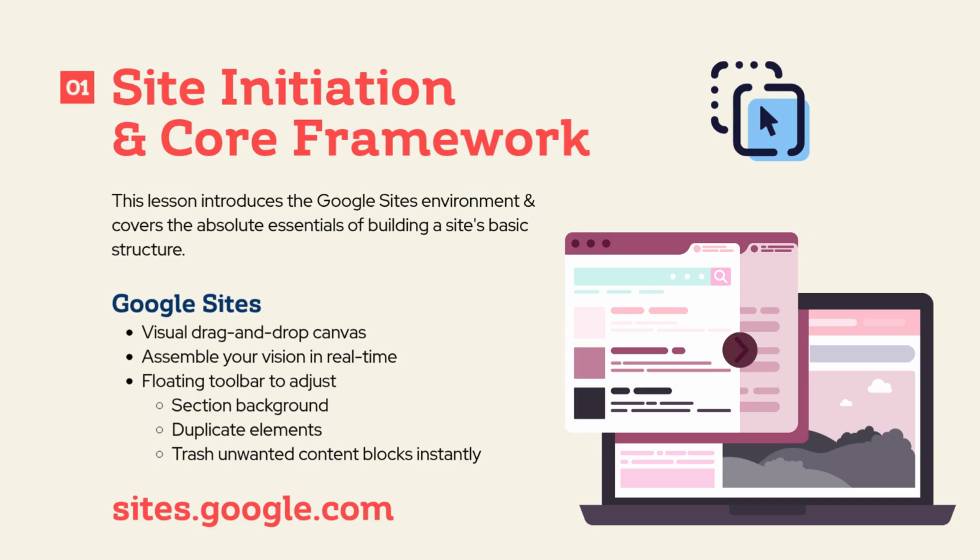The secret to mastering this workspace lies in its floating toolbar. Whenever you click on a section or an element, this context-aware menu pops up to give you instant control. From this toolbar, you can effortlessly adjust section backgrounds, instantly change colors or drop in images to create visual hierarchy and separate your content logically.